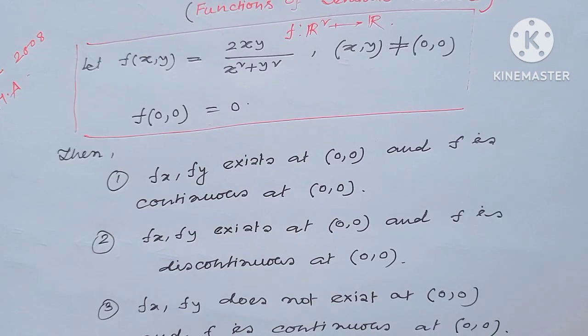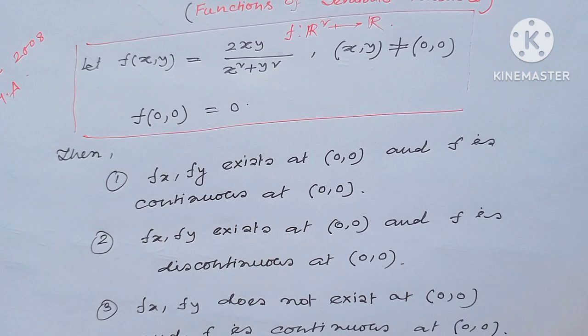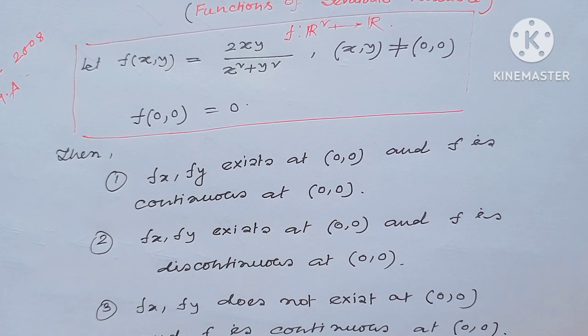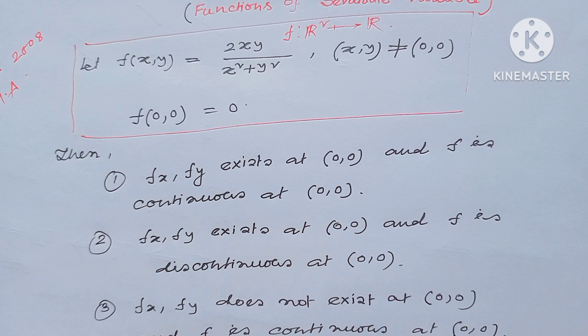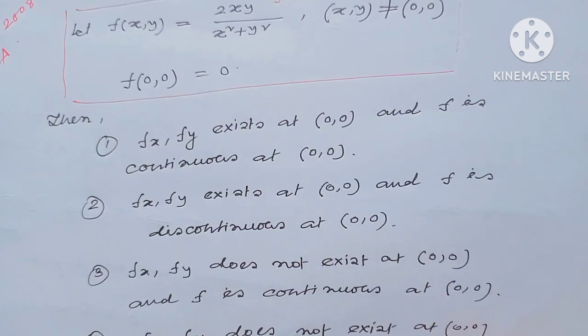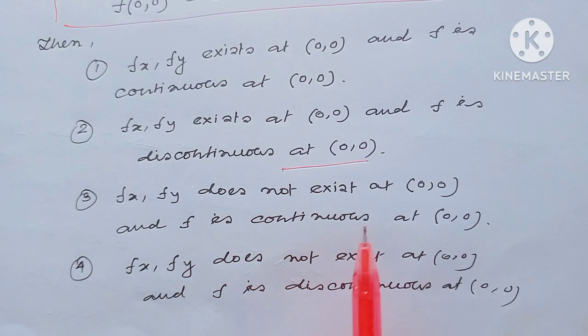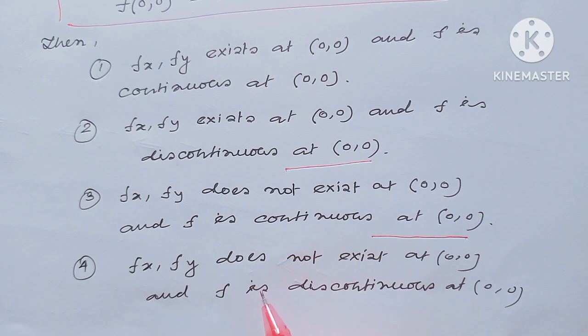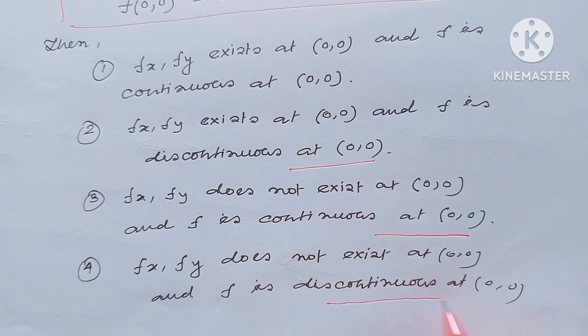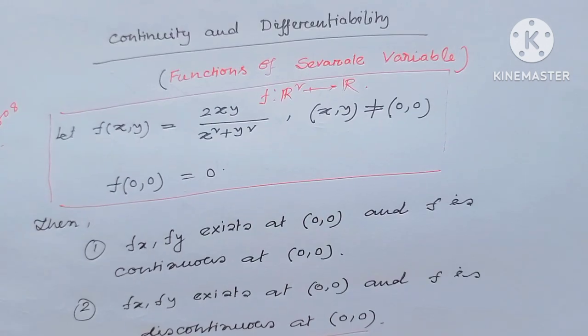The question is, then f_x and f_y exist at (0,0), that means partial derivative with respect to x and with respect to y exist, and f is continuous at (0,0). This is the first option. Second option, f_x and f_y exist at (0,0) and f is discontinuous at (0,0). Third option, f_x and f_y do not exist at (0,0) and f is continuous at (0,0). And fourth option, f_x and f_y do not exist at (0,0) and f is discontinuous at (0,0). Which options are true?